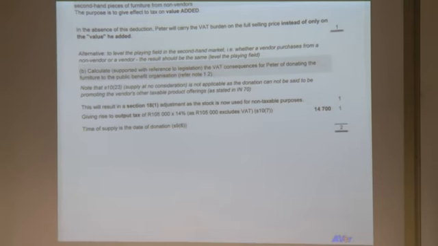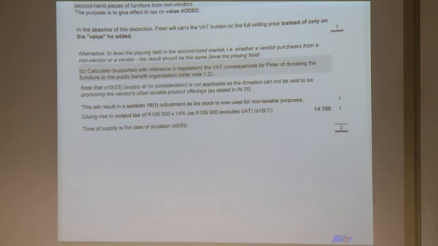So part B said calculate the VAT consequences for Peter of donating the furniture to the PBO. A few of you went into section 10(23) and you said that this was a supply at no consideration, but this is not a supply at all. It's a donation. It's completely separate from him making a supply in the course of the furtherance of his enterprise. Okay, so he just purely made a donation to this PBO.